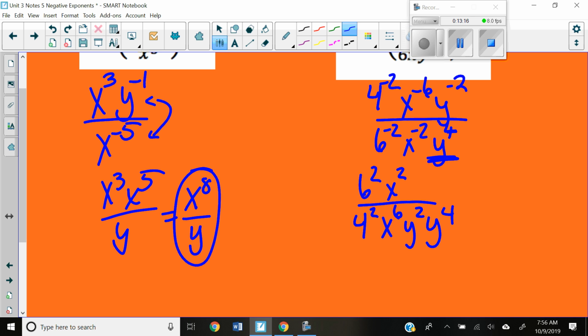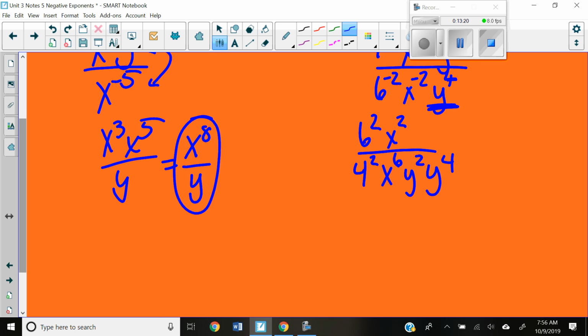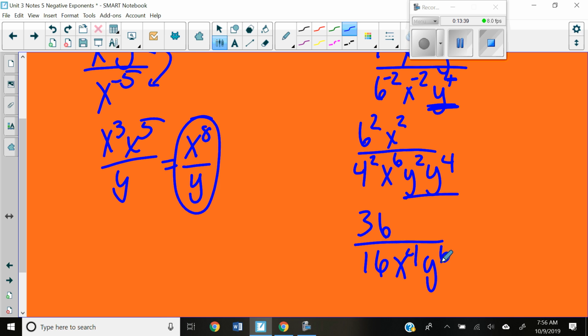That one stayed there. All right, so now I'm going to go through and simplify. So I have 6 squared, I get 36. And I have 4 squared, I get 16. I'm going to come back in a little bit to check if it reduces. X squared on top, x to the 6th on bottom. Which one has more? Bottom. And how many? 4. So I get x to the 4th. And then I have y's on the bottom together, so I get y to the 6th.